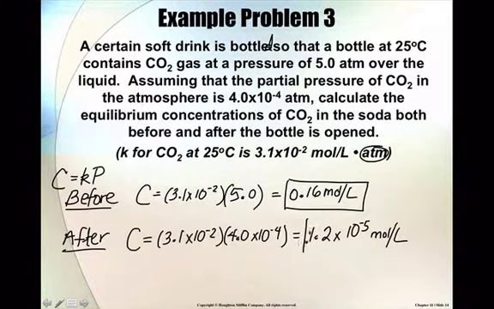So before you open it, after you open it, you can tell that that large change in concentration shows you why soda is going to go flat after a while when it's been left open, because it comes to a new equilibrium concentration, which is much lower than it was when it was bottled.